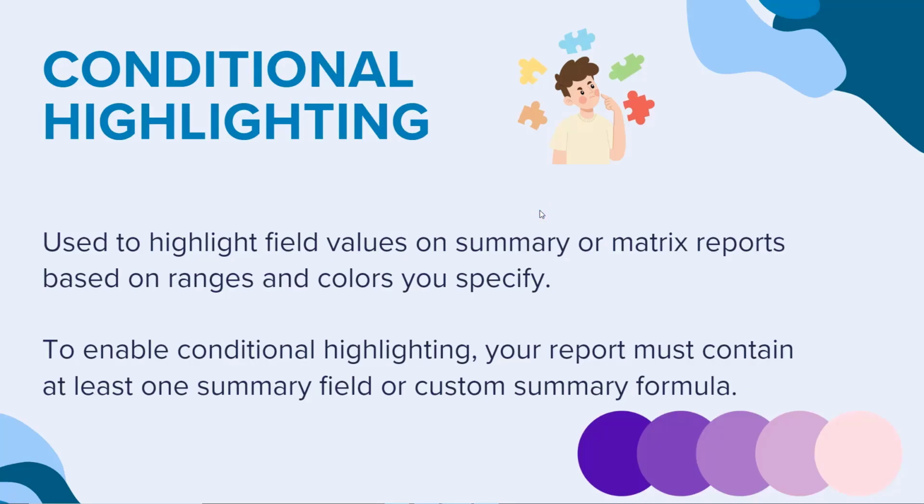Now let's move to the next topic and learn how we can do conditional highlighting in a Salesforce report. Firstly, I will let you know that it is only available for the summary format and the metrics format reports in Salesforce. So it means that if you want to highlight some field value on the summary or the metrics level report, you can do it based upon the ranges and the colors you want to specify. And to enable this conditional highlighting, it is necessary that you have at least one summary field or one metrics field.